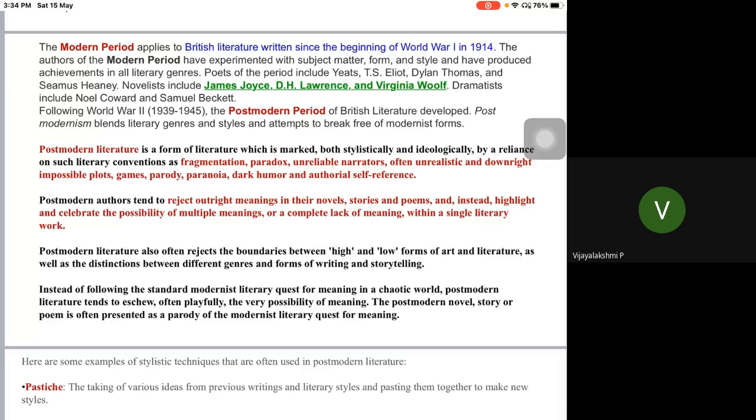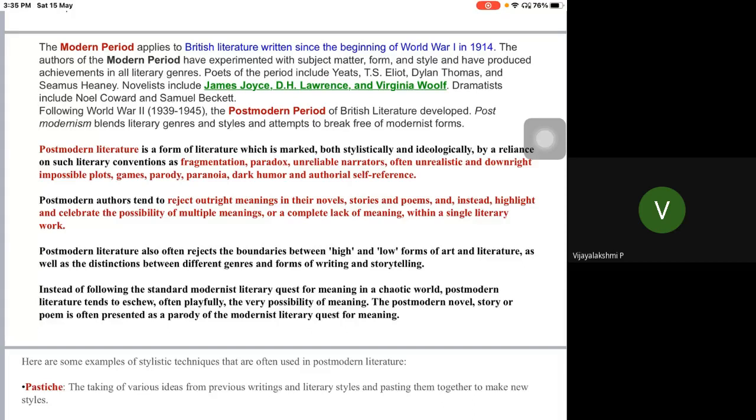Anyway, following World War II, from 1939 to 1945, the postmodern period of literature developed. Postmodernism blends literary genres and styles and attempts to break free of modernist forms. So whatever happened during the modern period, they tried to shatter and break free from all that was being followed during the modernist period. This is a time after the Second World War.